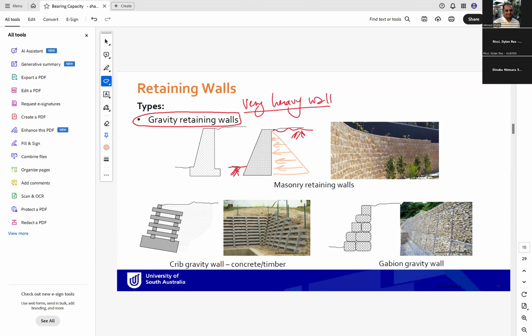Okay, so this is the earth pressure, and another case is this case as well. It can have these two steps to make it stronger and to add more weight here. So in this case as well, we have earth pressure on the wall, and the gravity walls can be made from masonry. So masonry retaining wall, as you can see here, this is an example of masonry walls.